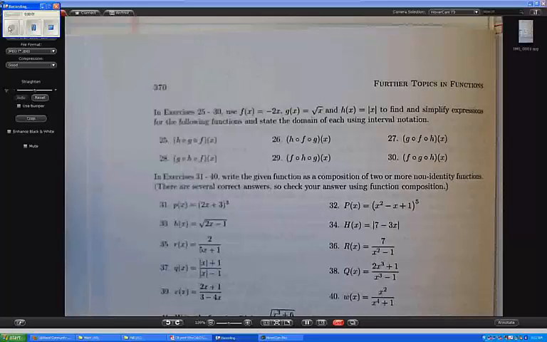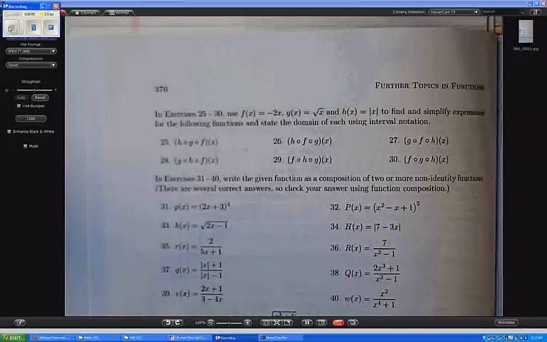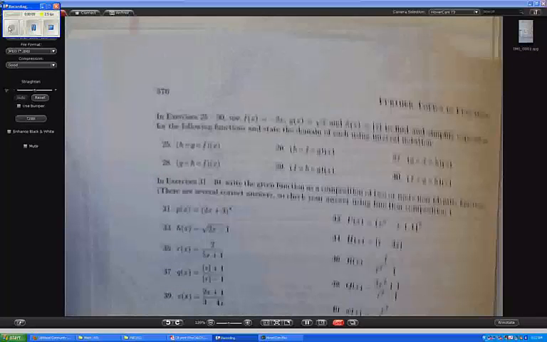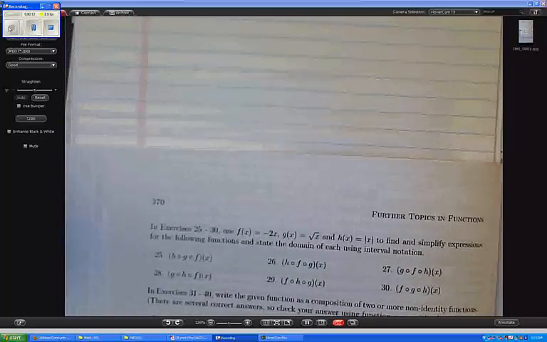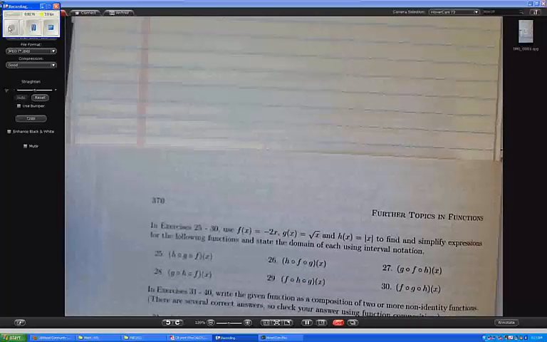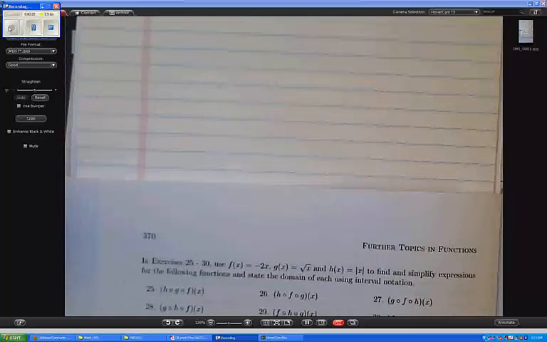We're going to use f of x is negative 2x, g of x is the square root of x, and h of x is the absolute value of x, to find and simplify expressions for the following functions. And we're going to talk about domain again. Domain is the set of all possible what? Inputs, right?